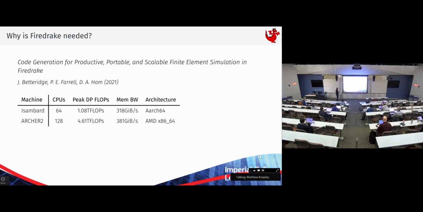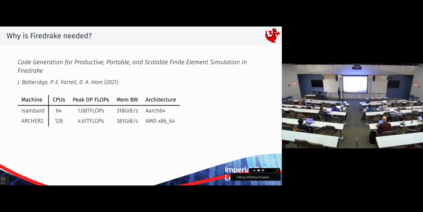So I'm going to reference a paper, again by Jack and David and Patrick Farrell at Oxford, in which they ran a Navier-Stokes solver on 2 UK supercomputers: Isambard and Archer 2, which is the current UK national supercomputer. And this is just the per node metrics for those two machines. And you can see they're very different. They have different architectures. They have dramatically different core counts and floating point operations, that sort of thing.